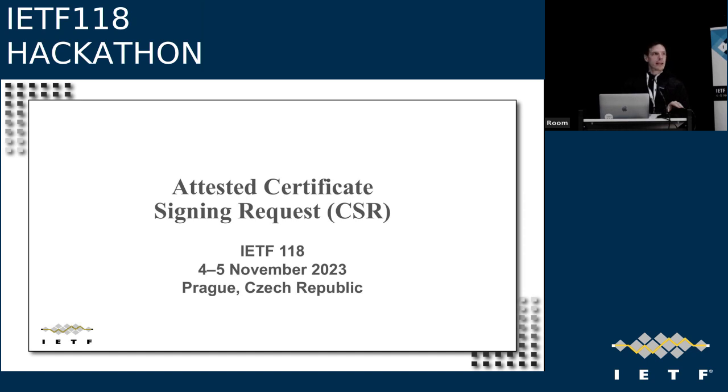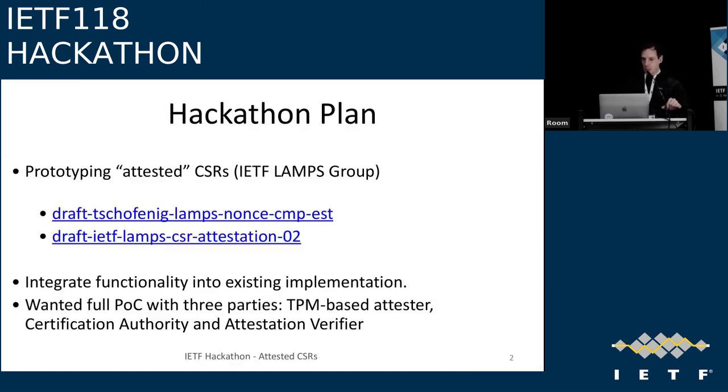In our group, we worked on the attested CSR. That's work that is mainly being done in the LAMPS working group, but it reuses mechanisms from RATS and other groups. Our plan was the following. We had mainly one document from LAMPS, as mentioned, with references going into RATS and another document specifying an extension to EST and CMP. And our plan was to create a full POC in these 1.5 days with 3 parties, a verifier, the relying party, the CA, and the attester in the style of the RATS architecture.